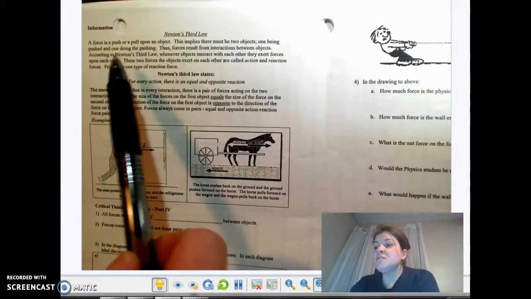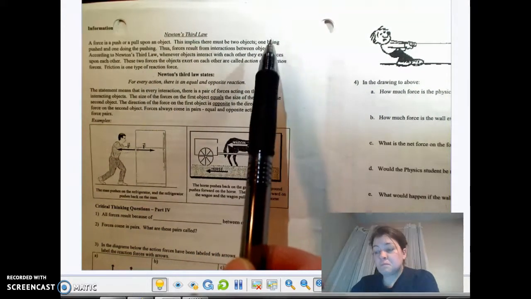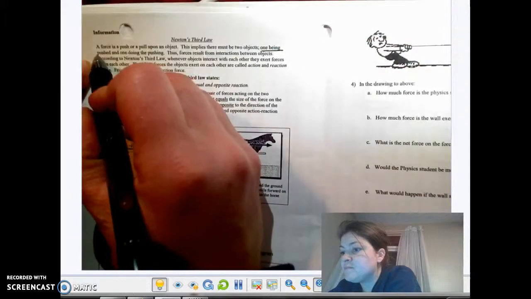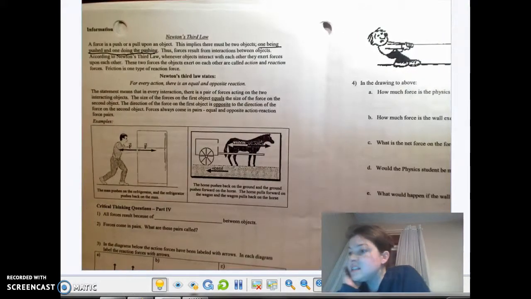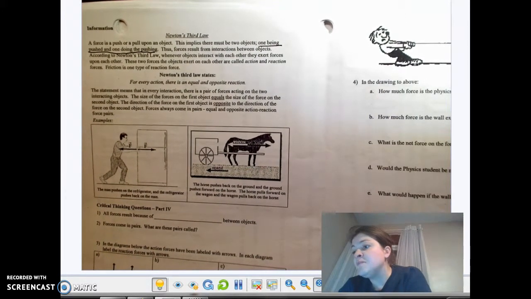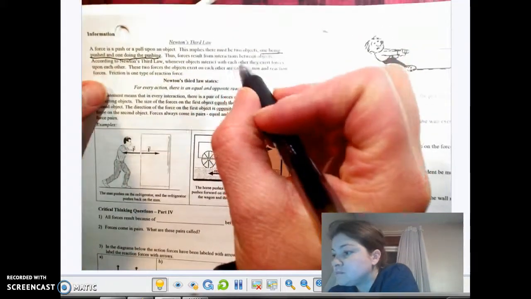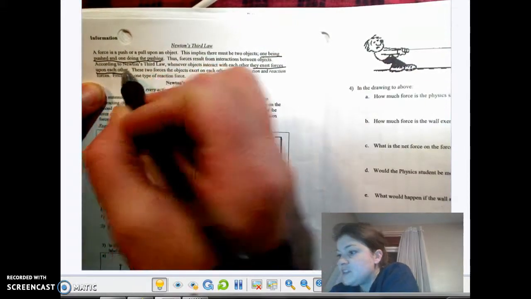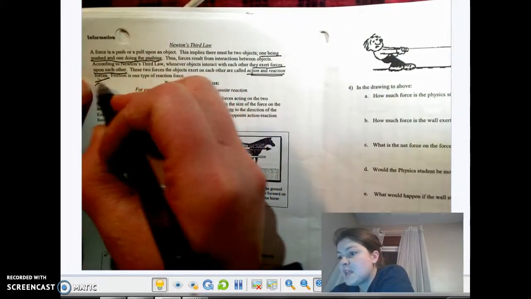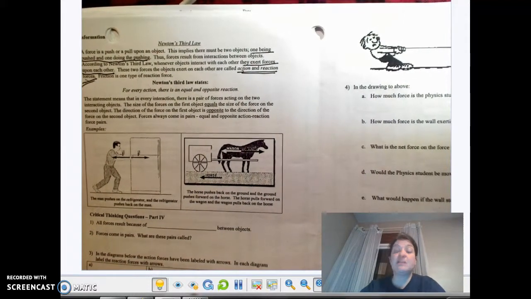It says, a force is a push or pull upon an object. This implies there must be two objects, one being pushed and one doing the pushing. This is really important. Then it says, thus, forces result from interactions between objects. According to Newton's third law, whenever objects interact with each other, they exert forces upon each other. These forces are called action-reaction forces. Okay? So Newton's third law says every action has an equal and opposite reaction, okay?